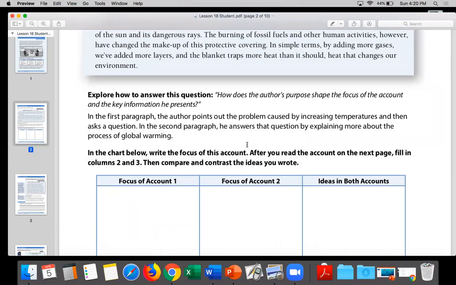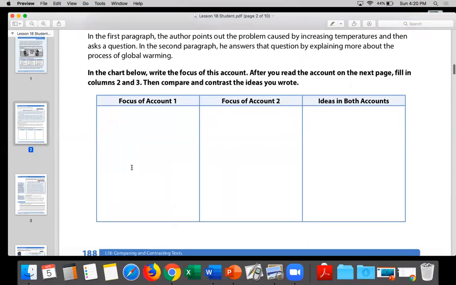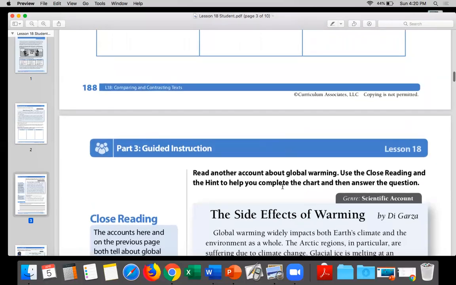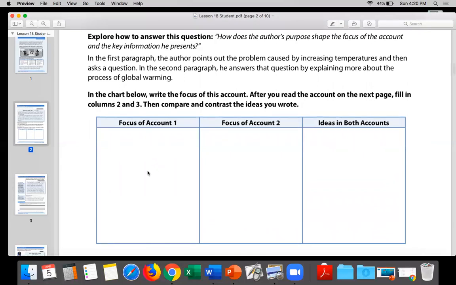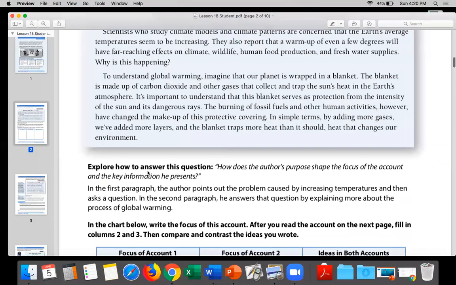In the chart below, write the focus of this account. After you read the account on the next page, fill in columns 2 and 3, then compare and contrast the ideas you wrote. Okay, so we're not filling in focus of account 2 and ideas in both accounts yet, because that's the one on this page and we haven't done that yet. So focus of account 1. Okay.